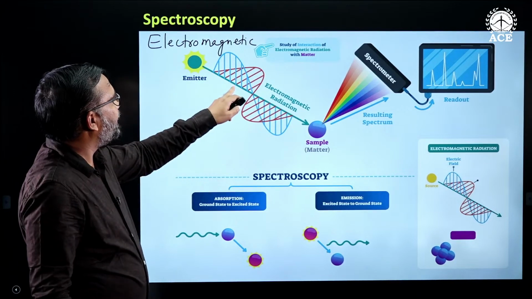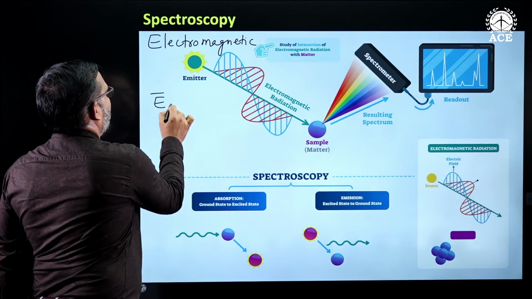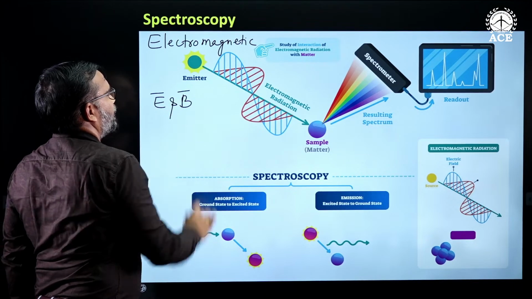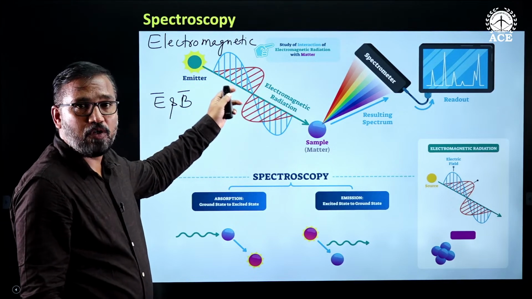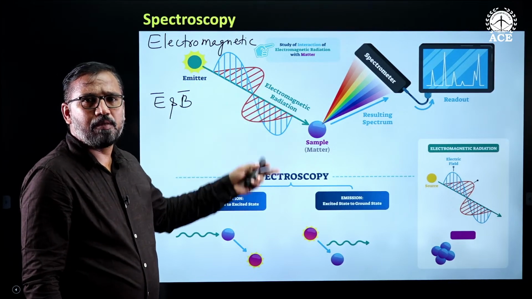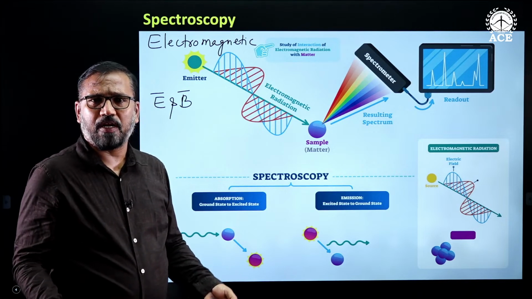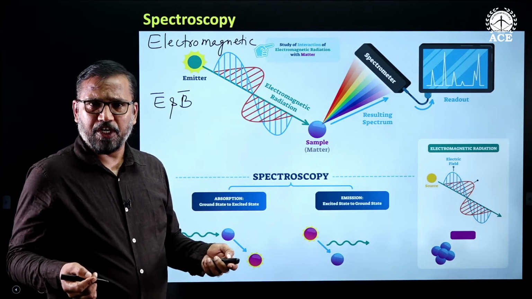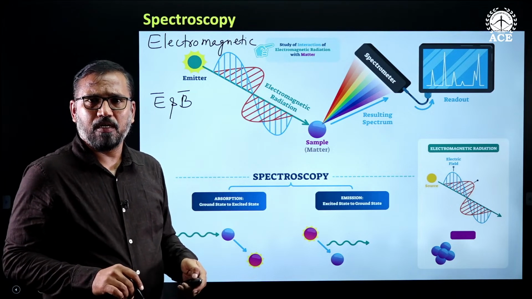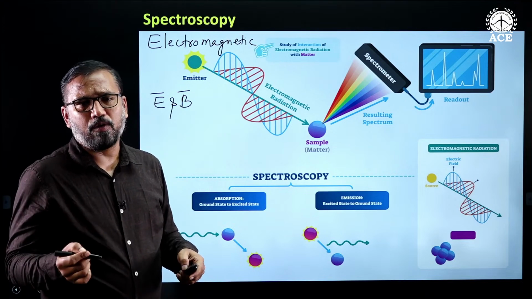Electromagnetic radiation means it has an electric field and a magnetic field, and these two are perpendicular to each other. From the sun we get electromagnetic radiation. Electromagnetic radiation includes X-rays, gamma rays, visible light, IR radiation, UV radiation, radio waves, all of which come under the electromagnetic spectrum. The electric and magnetic fields are perpendicular to each other.